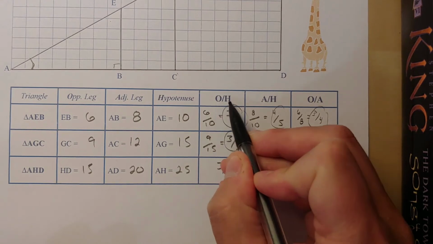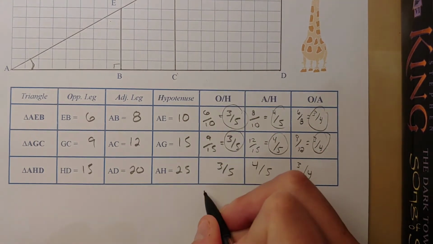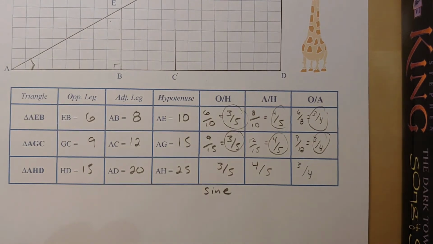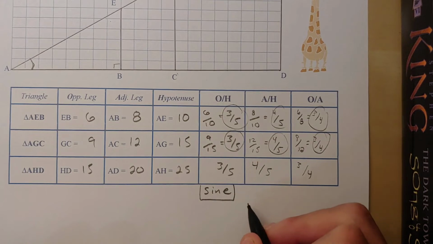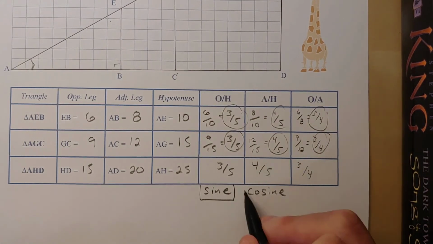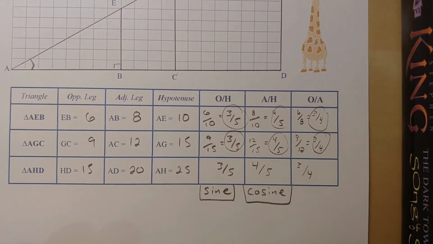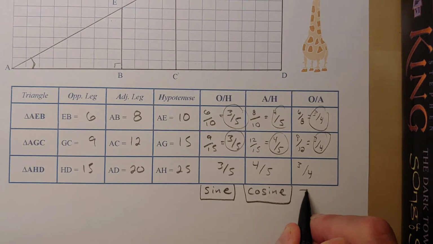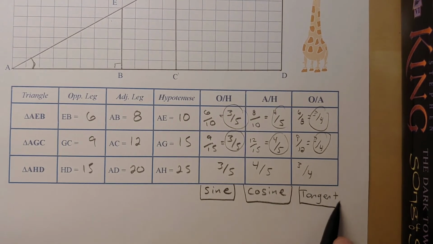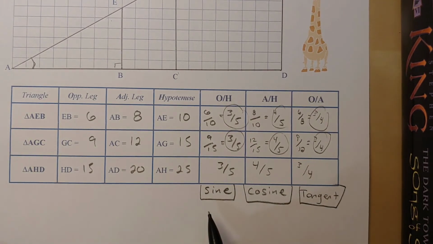So when we find the opposite over the hypotenuse, this is called the sine ratio. And when we find the adjacent over the hypotenuse, this is called the cosine ratio. And when we find the opposite side over the adjacent side, this is called the tangent ratio. Excuse my handwriting there.